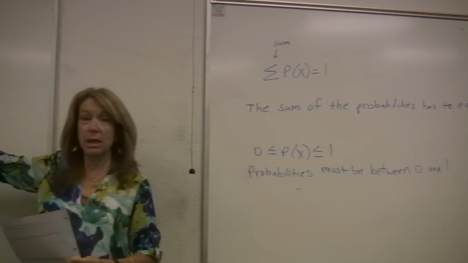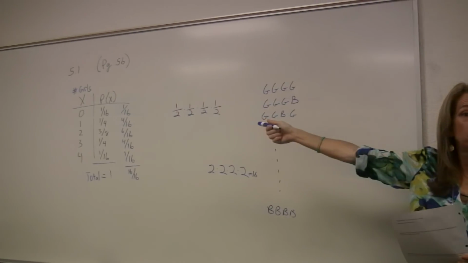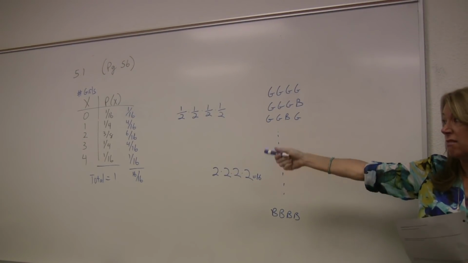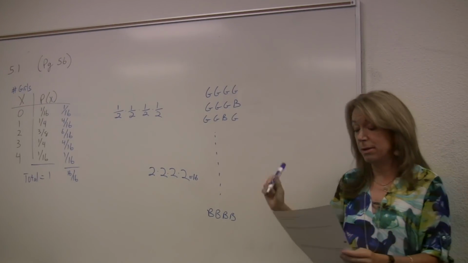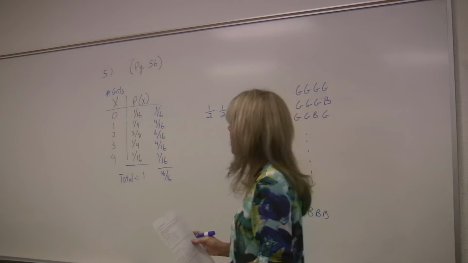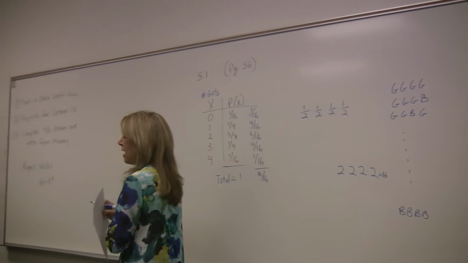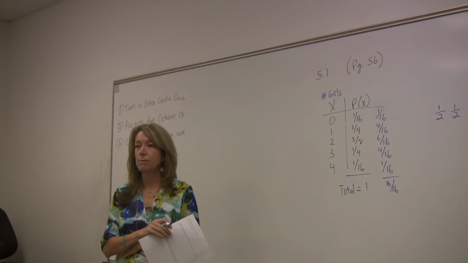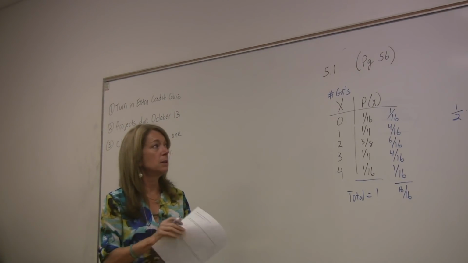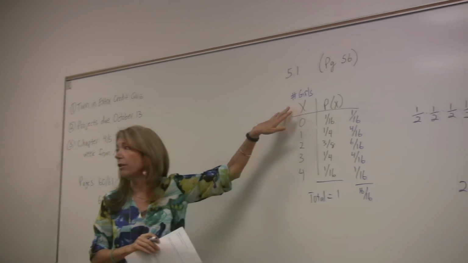So we agree that this one is a probability distribution. They add up to 1. We check that. Each one is a fraction that's between 0 and 1. So that's a probability distribution. Now, we quite often ask for the mean of this probability distribution. The mean. In this case, it's the number of girls.